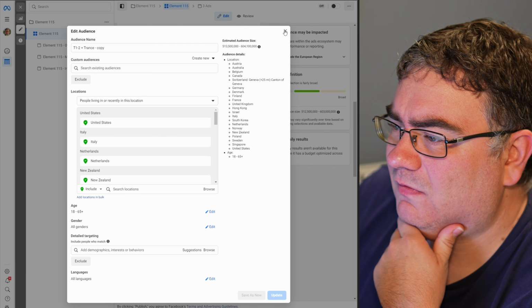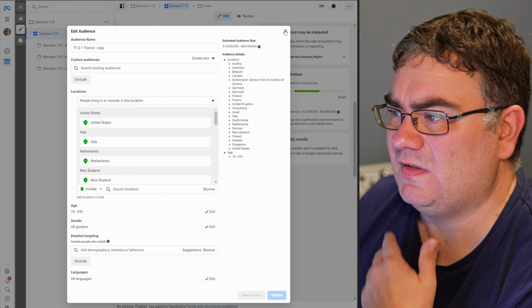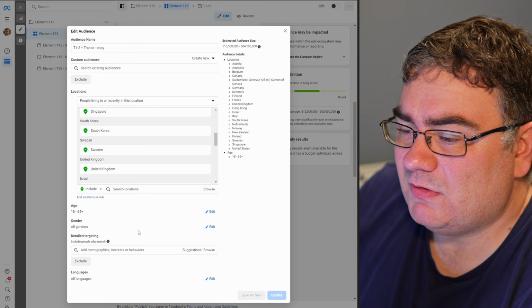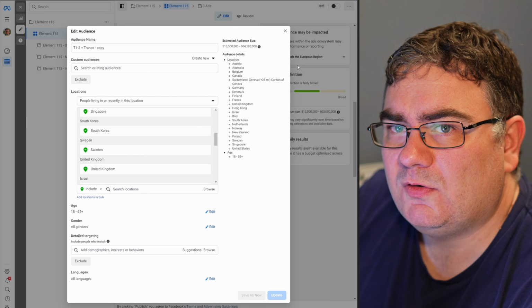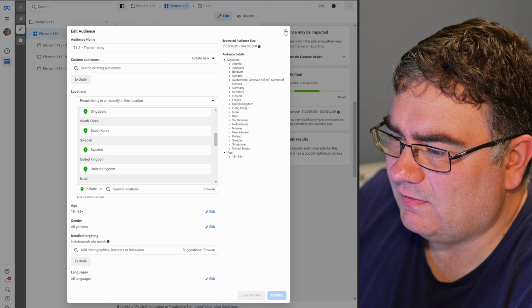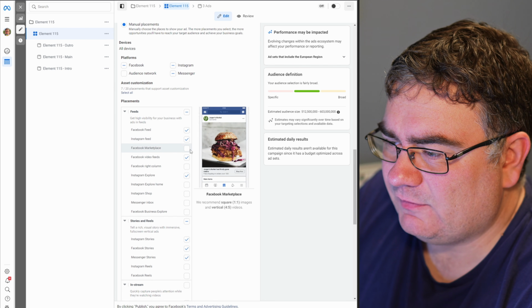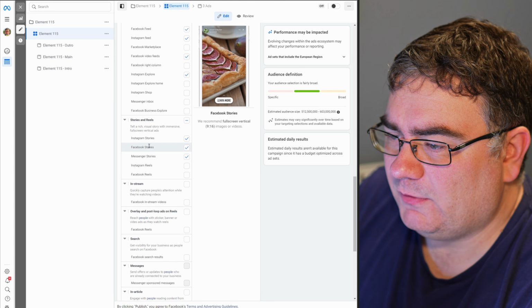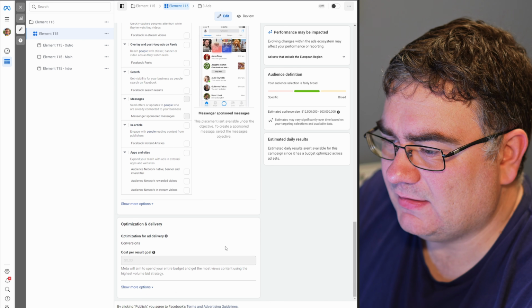I don't think I would want to do this with my next budget, which is going to be around $500-600. But I left it running with actually no targeting at all. I got about $0.23 per result there. If we go down to placements here, I have Facebook feed, Insta feed, video feeds, explore, and stories for Insta, Facebook and Messenger, and the rest is unticked.